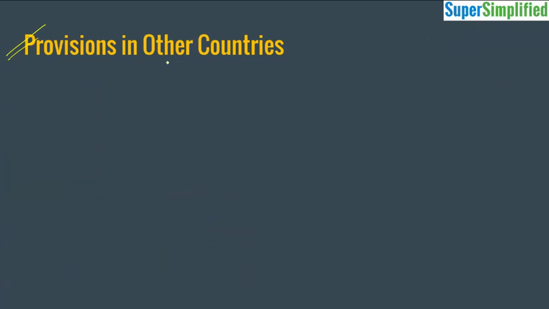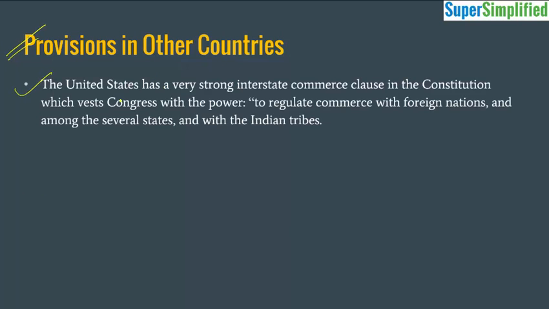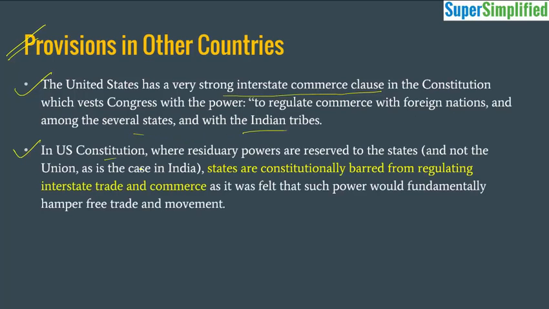Now let's see what are the provisions in other countries. If you talk about the United States, then it has a very strong interstate commerce clause in the constitution, and it gives Congress the power to regulate commerce with foreign nations and among the several states of the United States. And in the US Constitution, where residuary powers are reserved with the states, the states are constitutionally barred from regulating interstate trade and commerce, as it was felt such power would fundamentally hamper free trade and movement.